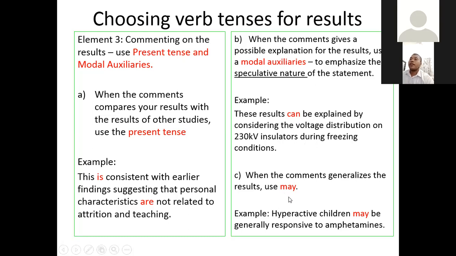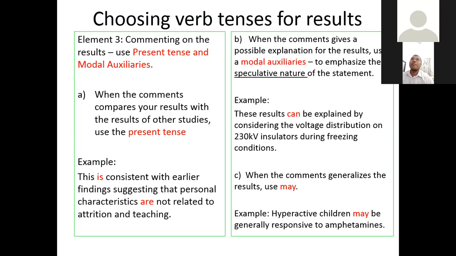Okay. And also you can use may. For example, the hyperactive children may be generally responsive to amphetamines. So modal auxiliaries are a safe way to discuss the result. Why do you have to use modal auxiliaries? You don't use a fact, because the modal auxiliaries allow, if in future somebody found what you say is wrong, it's not the real fact, you will be safe for a while.